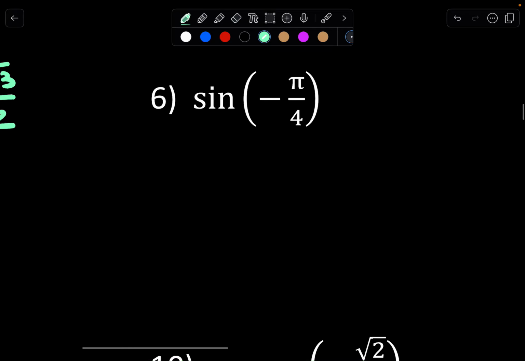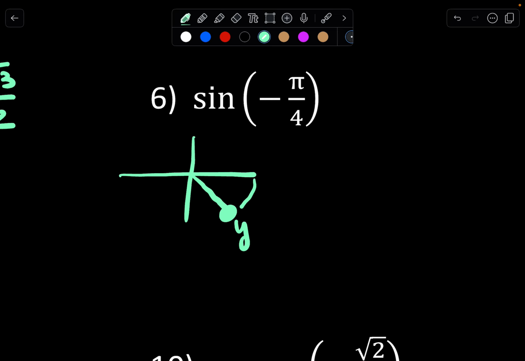Number 6, we have sine of negative pi over 4. Negative pi over 4, we're going to travel clockwise, and we're going to split the fourth quadrant. So family of 4s, this is root 2 over 2, or 1 over root 2. The y-coordinate is going to be negative, so that means we will have negative 1 over root 2.